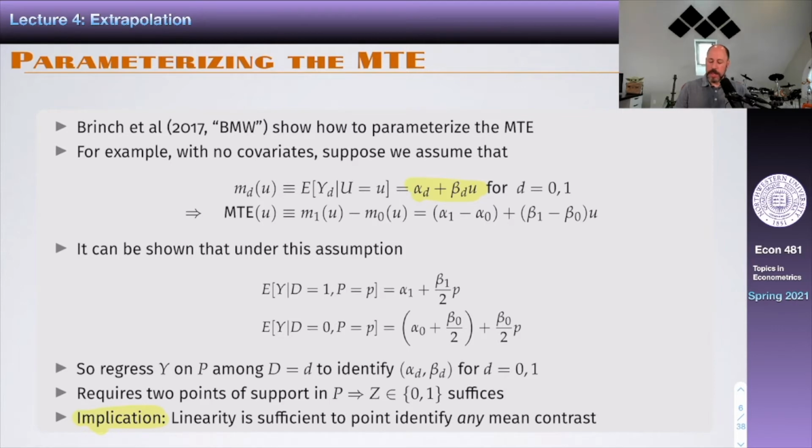Also note, as it will be important later, that this identification argument that I just provided is exploiting that you're running two regressions separately, one for D equal to 1 and another for D equal to 0, as opposed to just a regression of y on P, which would not be enough. Okay, sorry.